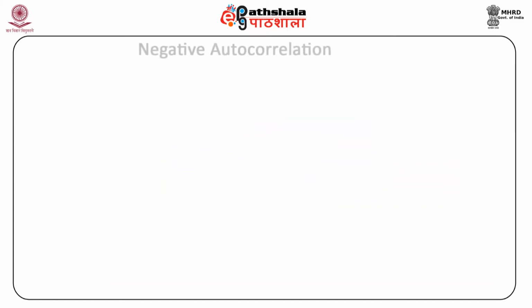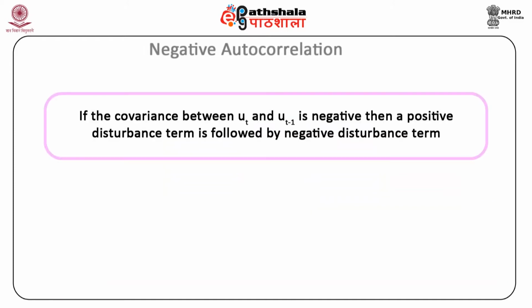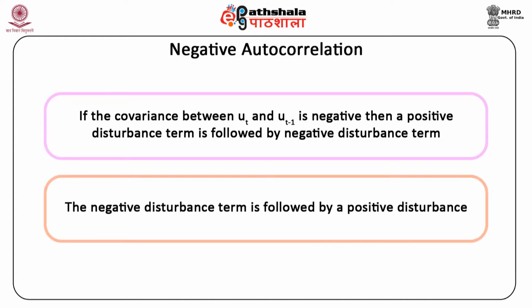Second is negative autocorrelation. If the covariance between ut and ut minus 1 is negative, then a positive disturbance term is followed by a negative disturbance term and the negative disturbance term is followed by a positive disturbance term. In this case, the autocorrelation is said to be negative.